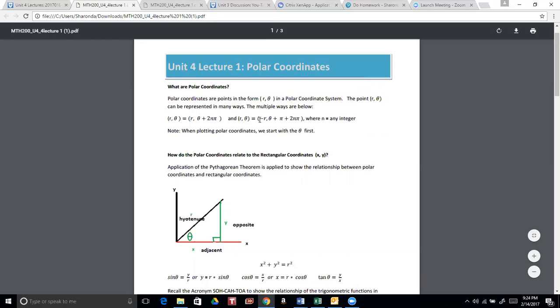Multiple ways are below. Here are some ways: r theta is the same as r comma theta plus 2 pi n, or you can have negative r comma theta plus pi plus 2 pi times n. And so all of this would be your coordinate, negative r in this. And so we'll see how that makes sense. Let's go down further.